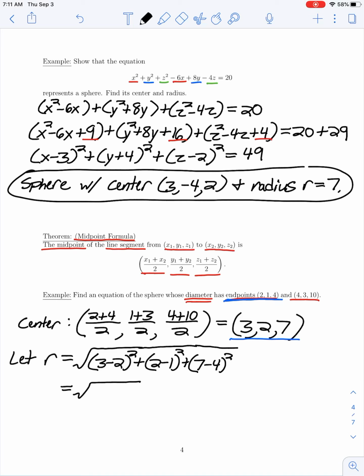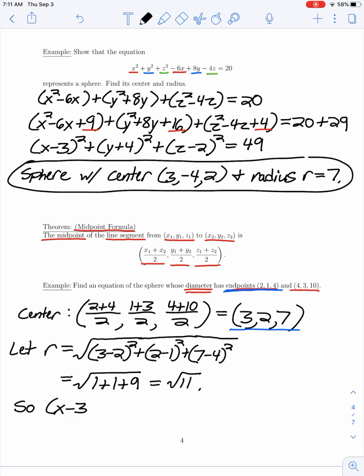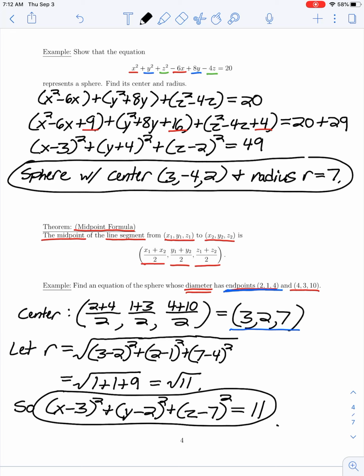We're then ready to find the equation of our sphere as x minus the x coordinate for the center, which is 3 squared, plus y minus the y coordinate for the center, 2 squared, plus z minus the z coordinate of the center, which is 7 squared, is equal to the radius squared, which would be 11. So we've got the following equation for our sphere. We can see one application here of this midpoint formula. We'll look at a few applications over the period of this semester.